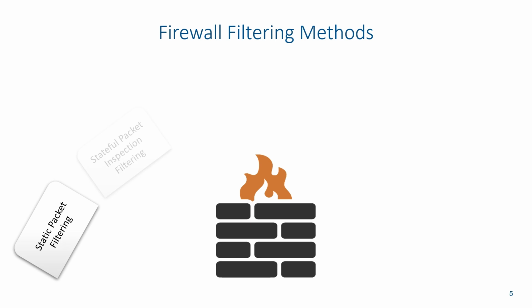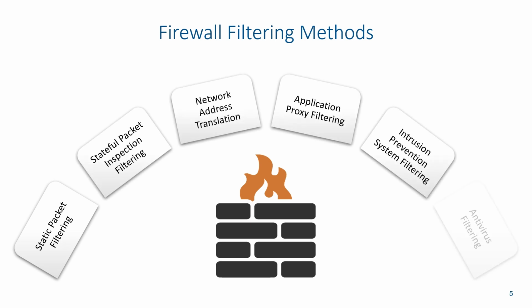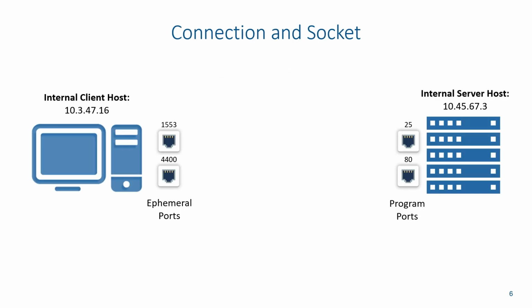So in this video and subsequent videos, we're going to be talking about several filtering methods. The first one is static packet filtering. Second is stateful packet inspection filtering. These truly are firewall methods. The remaining four perform similar functions to a firewall, and that's why they're included in these videos as well. And those include network address translation, application proxy filtering, intrusion prevention system filtering, and antivirus filtering. Before we can continue our discussion about these, we need to understand what a connection and a socket is.